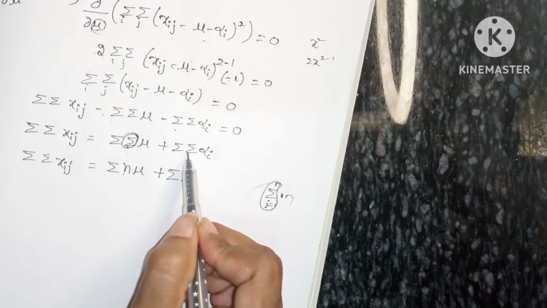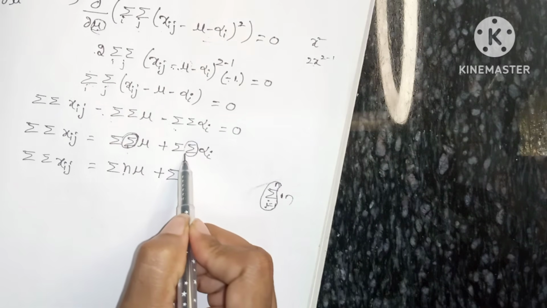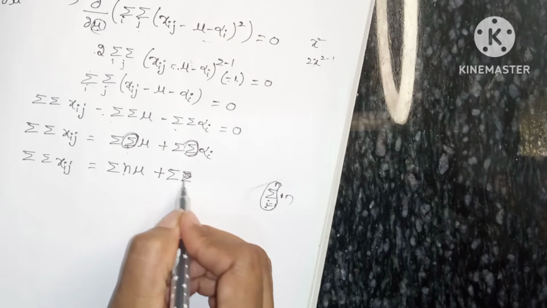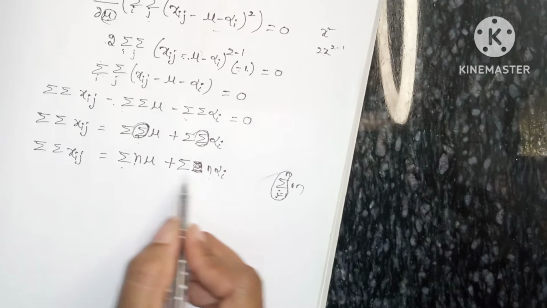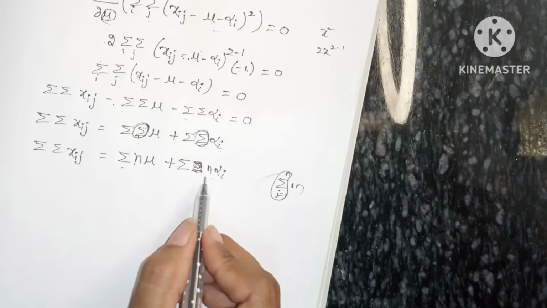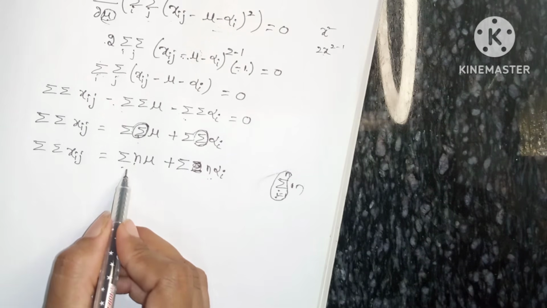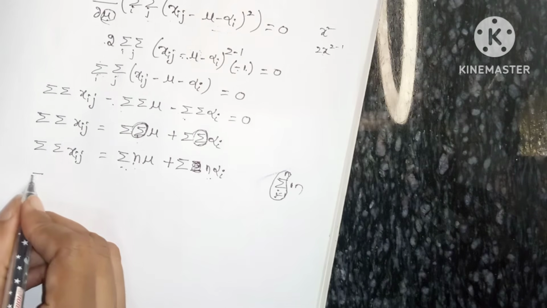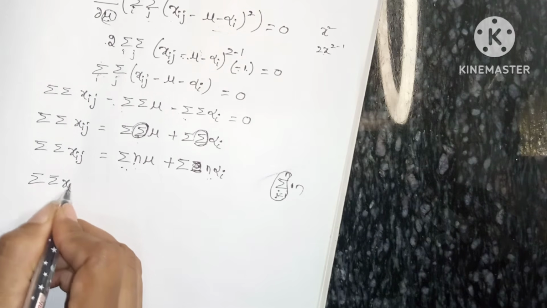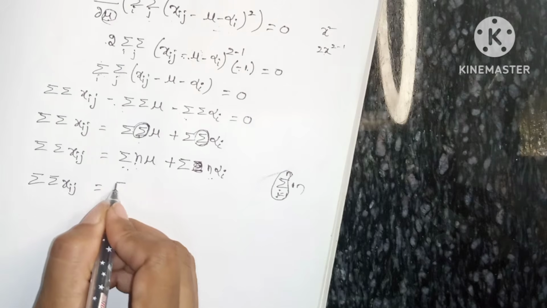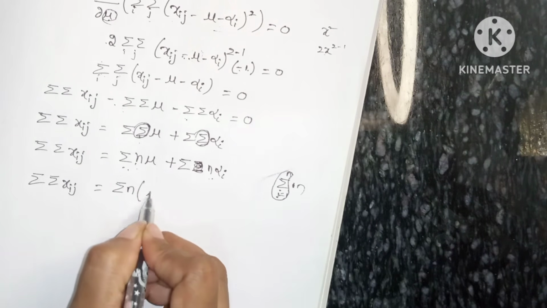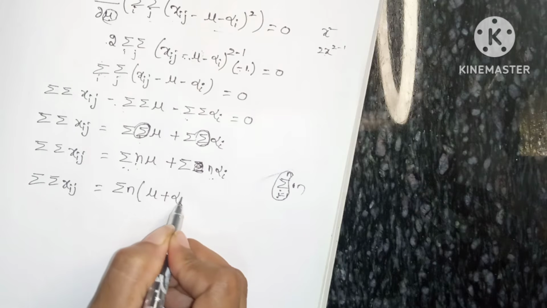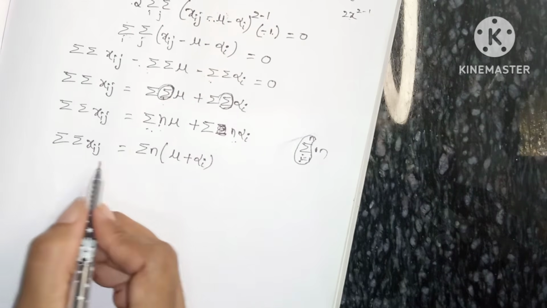Again, this one also, what we have to do is, instead of this summation we'll keep n alpha I. In both these terms, the common term is summation n. So double summation xij equals double summation n, which we take common, mu plus alpha I.